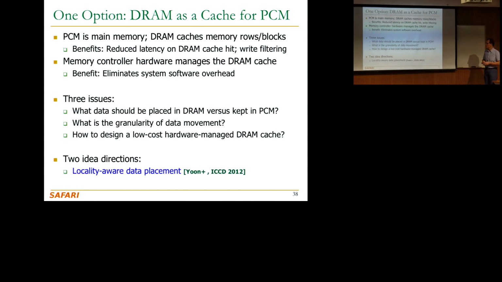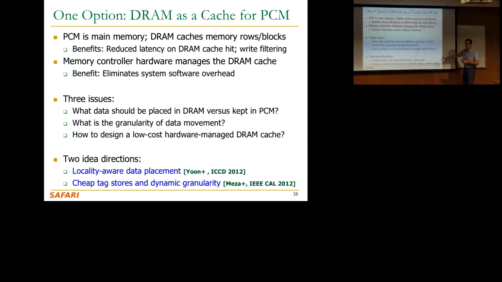There are two idea directions. We're going to cover some of these. One is locality-aware data placement. I'm going to give you the basic ideas and some results. The other is cheap tag stores and dynamic granularity.